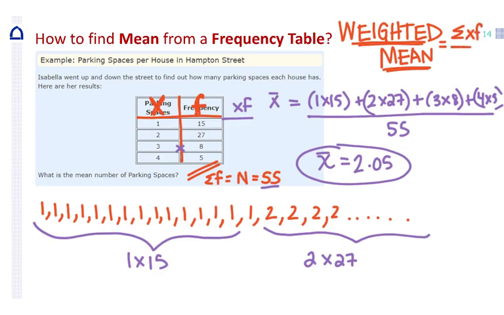So just in summary, if we wanted the fancy formula for weighted mean, you add up x times the frequency and you divide by either the number of data points, or you can say the sum of the frequencies.